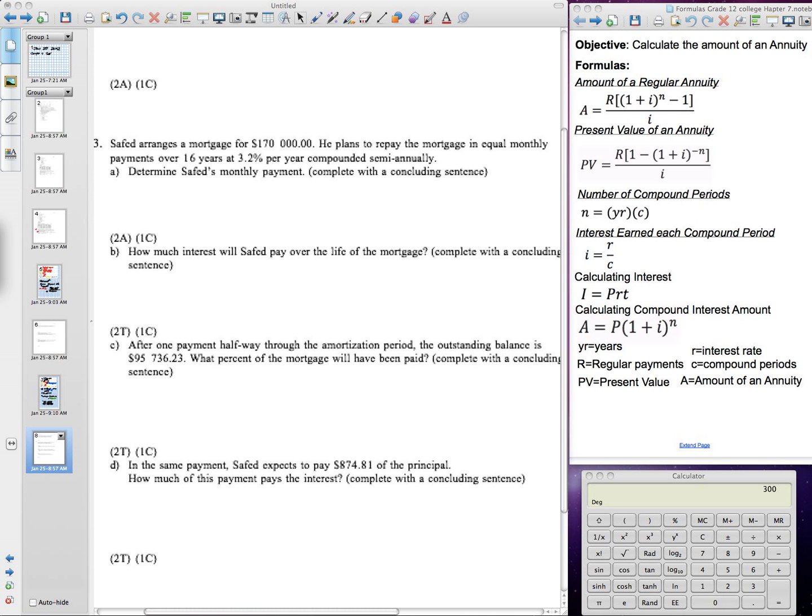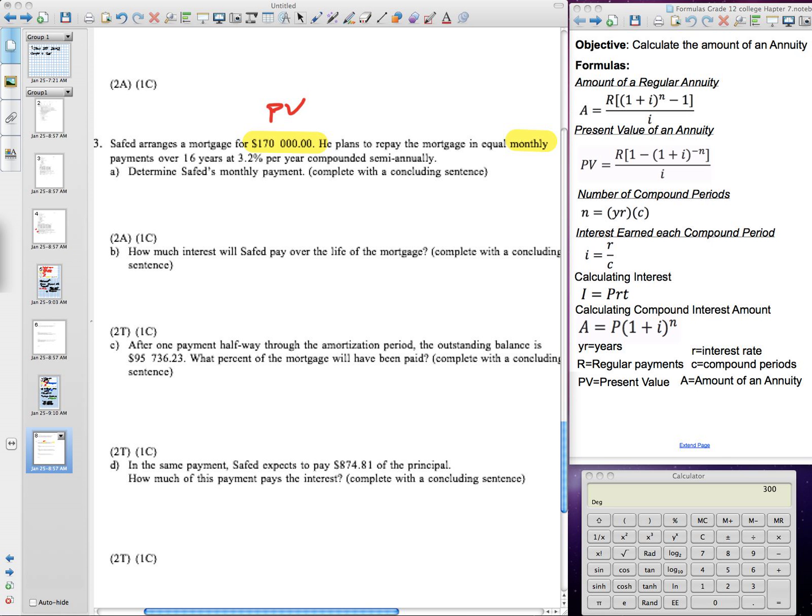Safid arranges a mortgage for $170,000. He plans to repay the mortgage in equal monthly payments over 16 years at 3.2% per year, compounded semi-annually. That one sentence has a lot of information in it. It's very helpful if we underline and highlight important parts of information. So first of all, his mortgage is for $170,000. Is that a present value or a future value? That's a present value. So the mortgage is for $170,000.